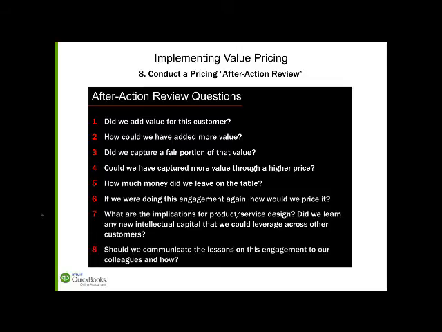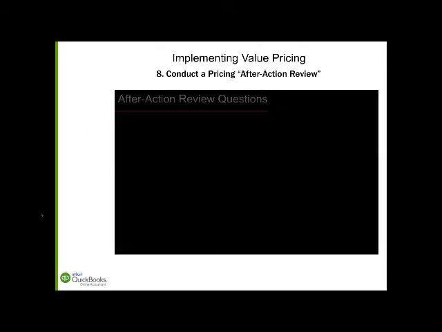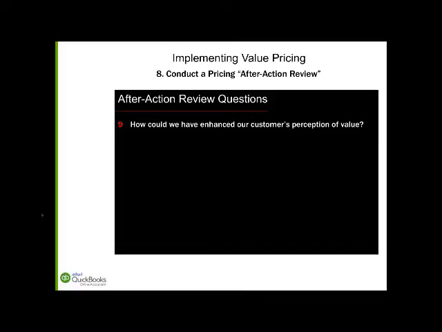And you can see a whole bunch of other questions as well are in this thing. And I would use the 20/80 rule here. I would do pricing after action reviews on the 20% of your customers that generate 80% of your revenue. Again, I wouldn't probably do this for the little old lady's tax return. I would do it for your substantial business customers.